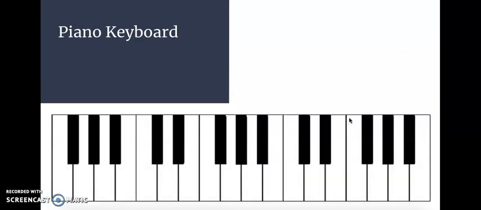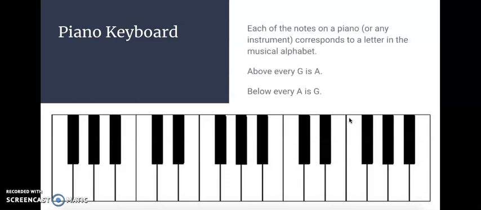If we take a moment to look at the piano keyboard, we'll see that there are white keys and black keys. And each of those keys on a piano or any other instrument, each of the notes, corresponds to a letter of the musical alphabet. And what we were just thinking about is above every G is an A, and below every A is a G, and that pattern continues on.